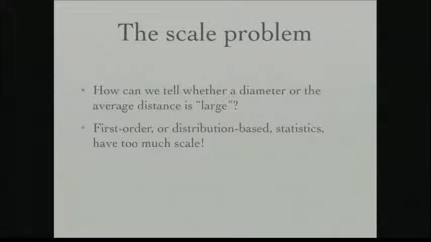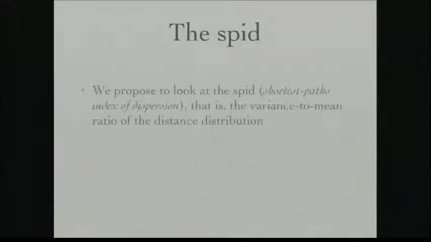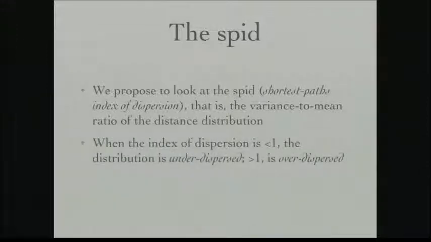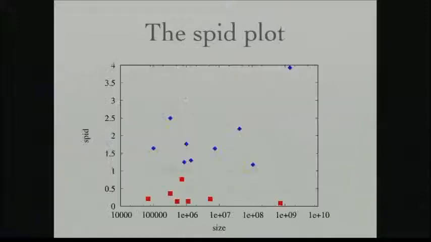So we tried to fiddle with some more statistics, and the idea was to look at the dispersion of the distribution: the variance to mean ratio of the distance distribution of graphs. This is a standard term: under one is underdispersed, over one is overdispersed. The idea is that web graphs and social networks are very different in this respect. These are web graphs of various sizes, from 100,000 to a few billion nodes. This is Facebook, and these are social networks like Orkut or Hollywood and so on. So there is clearly a difference in the distance distribution.